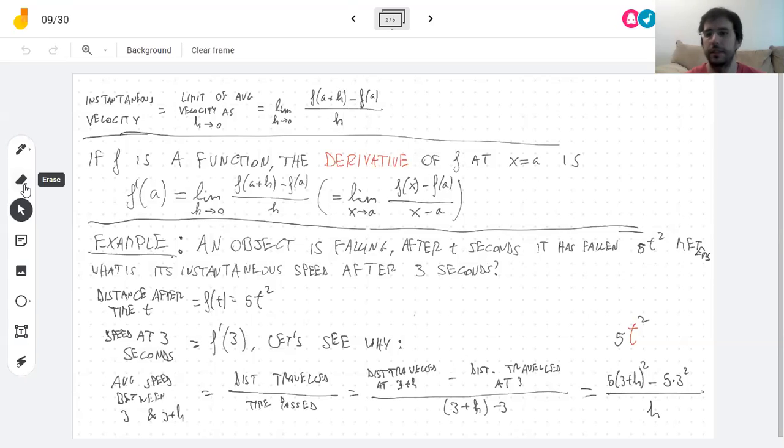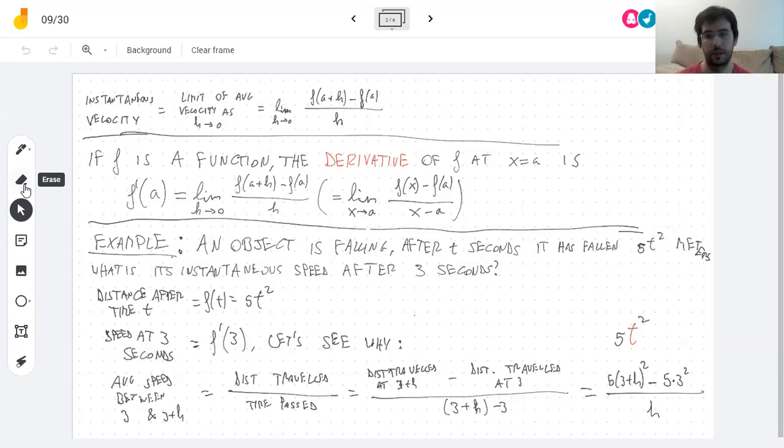Okay. Yeah, so, before I move slides. So you plug in 5t squared for both of them? Yeah, I said at any moment in time, the distance is 5t squared. So both at time 3 and at time 3 plus h, it's the same formula. Can you just do 10t? I can't, because I don't know where you got that from, Matthew. Does that make sense, Miles? So I did 5t squared for all the distances. Because it's a formula, it's supposed to work for any time.